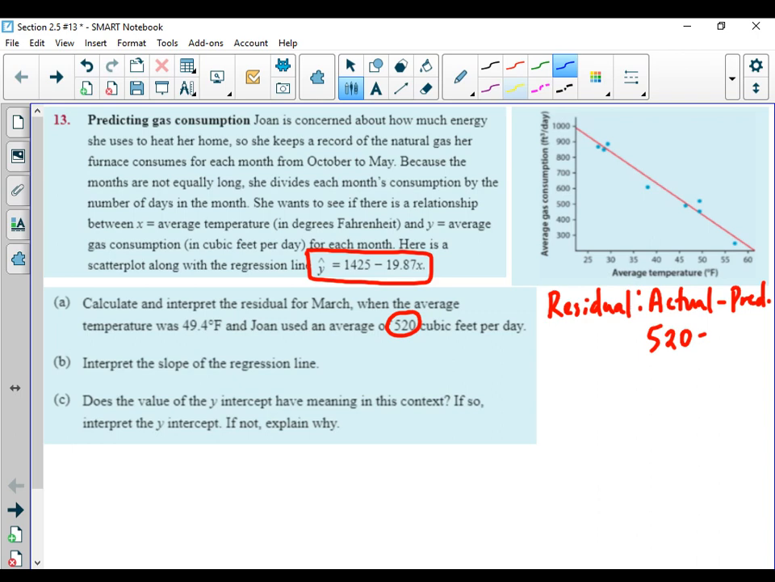Plug in the 49.4 degrees into this equation here, and that'll be my prediction. So my prediction equation was 1,425 minus 19.87 times 49.4. And that'll be the prediction. So let's see what we get when I do that. That gives me roughly 443.4.